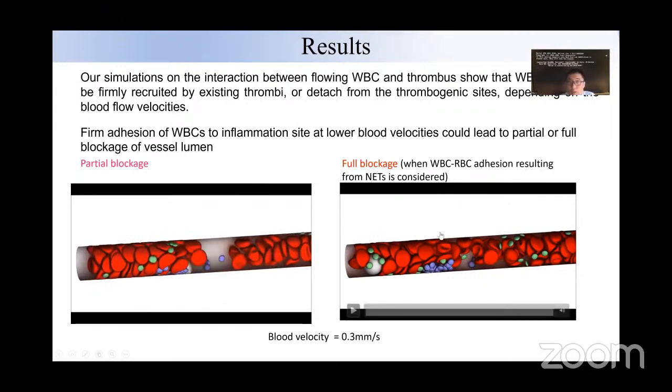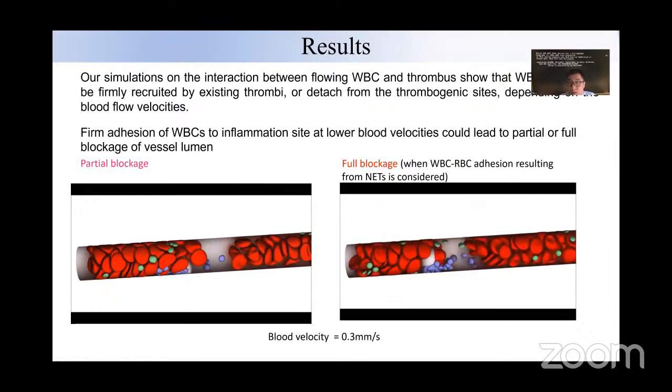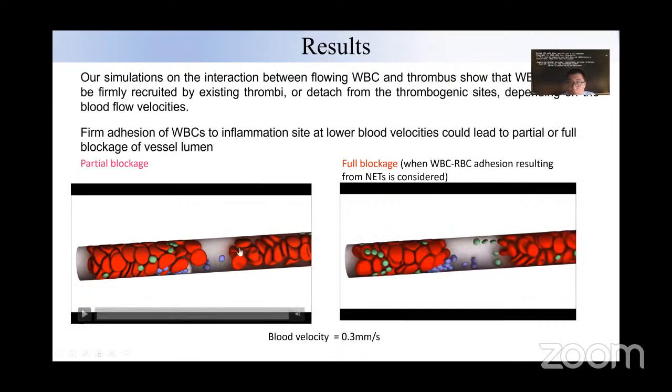In the next case, we consider the interaction or adhesion between the white cell and the red cell. This can be triggered by the generation of neutrophil extracellular traps, which function like a spider net that can capture the flowing blood cells. So we can see that if we introduce the adhesion between the white cell and the red cell, instead of just partially blocking the blood flow, they can cause a full occlusion of this microchannel.